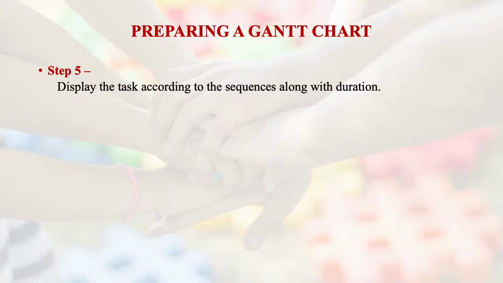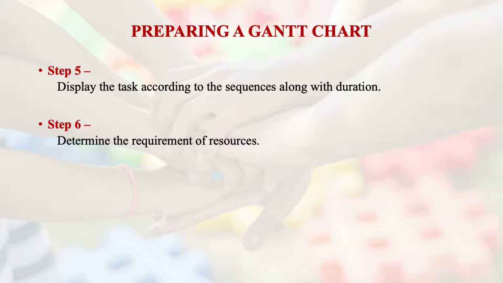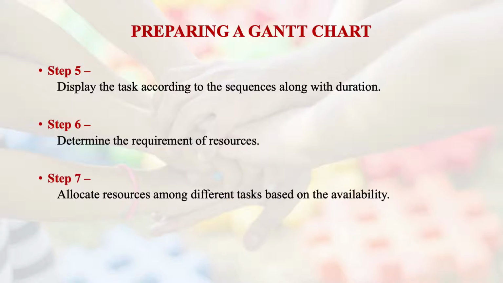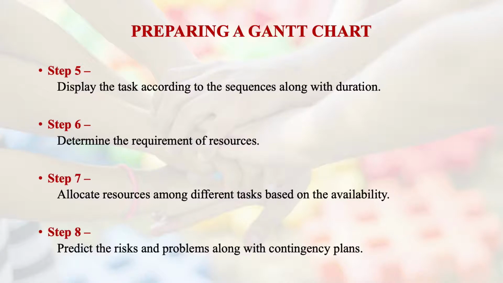Then at step 5, you display the tasks according to sequences along with the duration. So you put it onto the paper now. Then at step 6, you determine the requirements of resources for different stages. Then at step 7, you allocate resources among different tasks based on the availability. And at step 8, you predict the risks and problems along with the contingency plans associated with the Gantt chart.